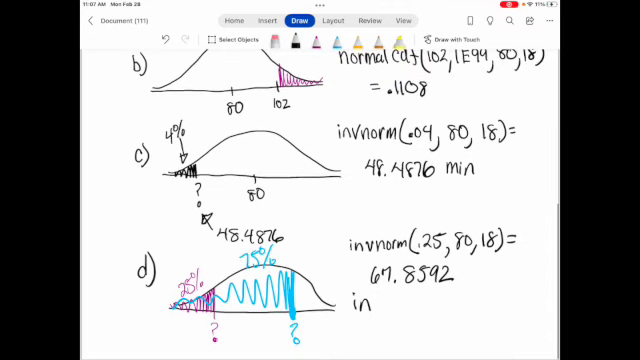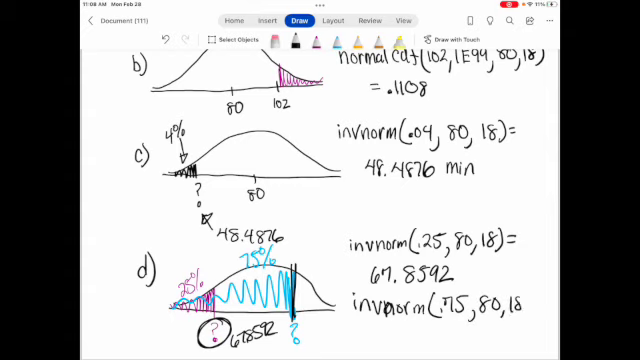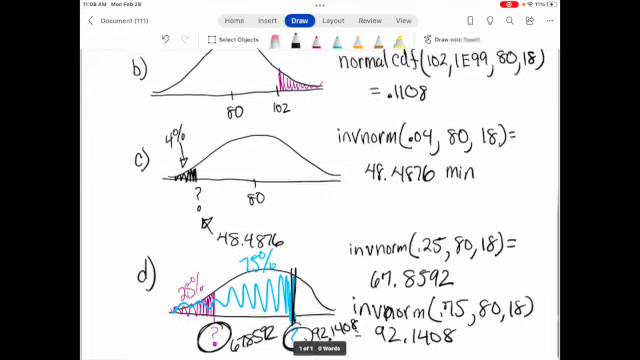Now we got to do inverse norm for 75%. That's this value here is the 25%. That's the 67.8592. Now we're looking for the 75th percentile. So I'm going to put in 0.75, 80, 18. That's going to give me 92.1408. So that's this number here, that cutoff point. This is 92.1408. So now we know what the 2 quartiles are.